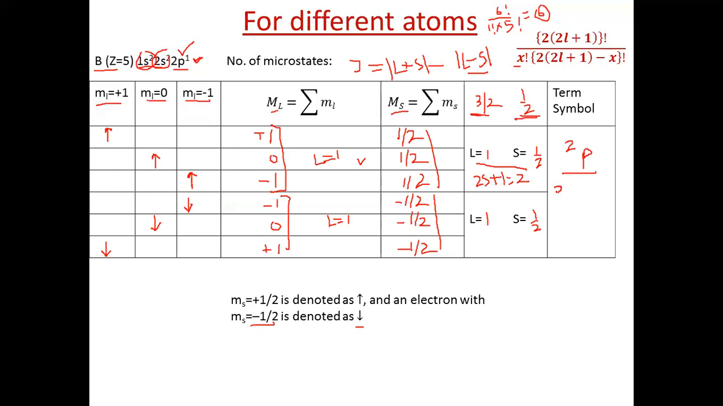The term symbols are 2P 3 by 2 and 2P half. Please consult my earlier lecture to calculate the value of J if you are not getting it. These are the two term symbols for a p1 configuration.